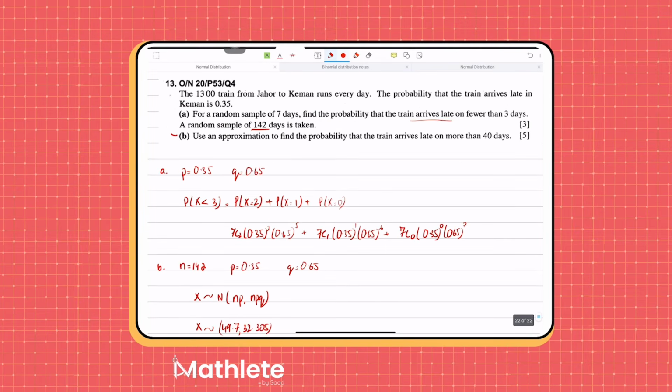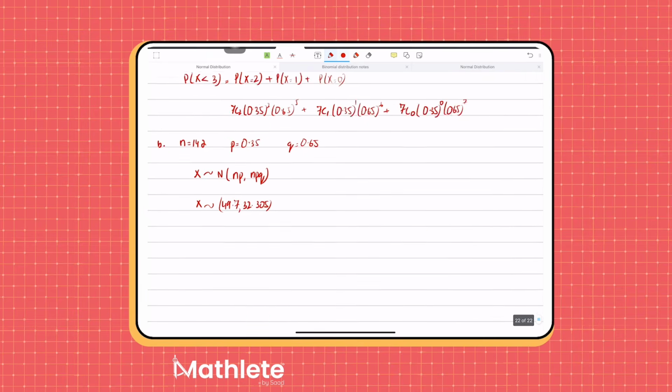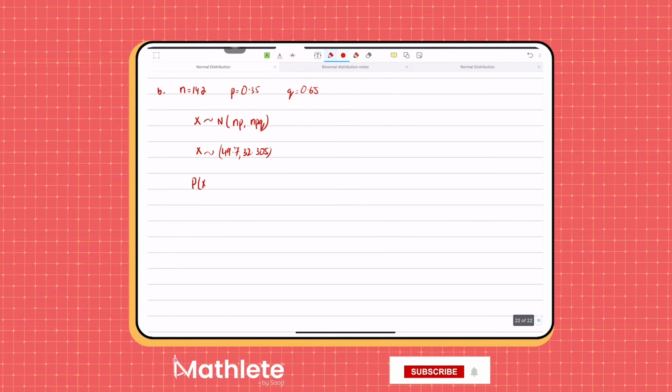We have to find out the probability that the train arrives late on more than 40 days. Okay, we have to find out the probability of X being greater than 40. How do we do that? First of all, we're not just going to brainlessly use 40. We have to use continuity correction.